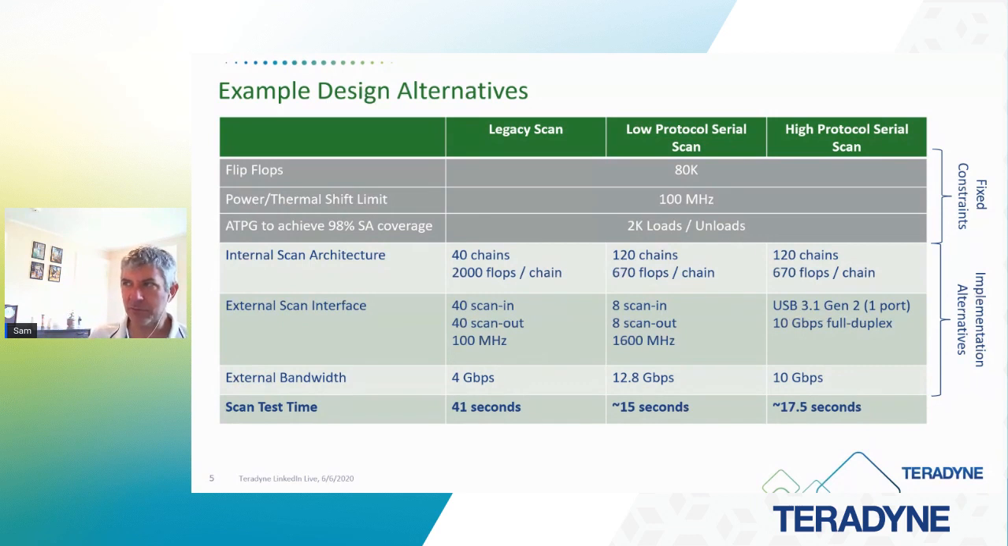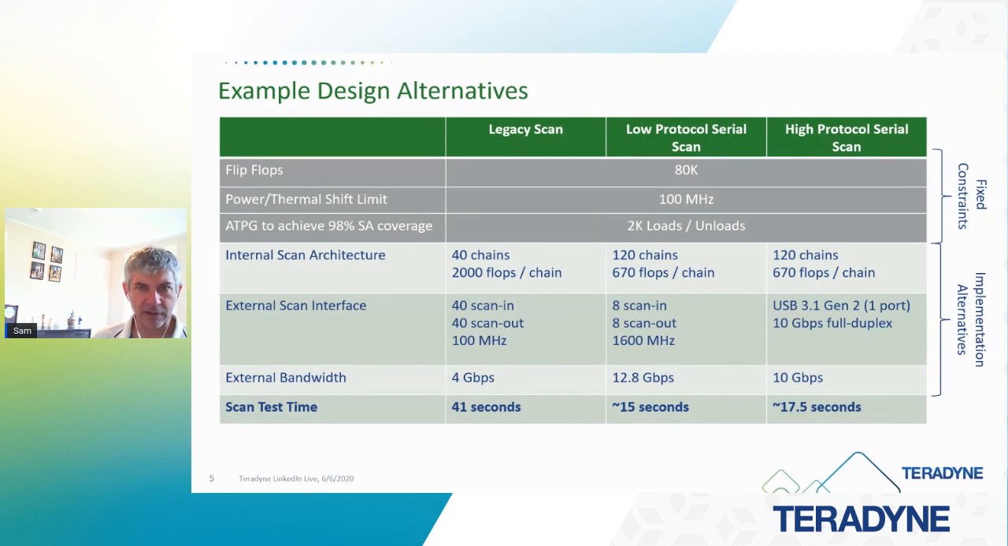As you go into the low protocol case, you might triple the number of internal scan chains. So you go from about 2,000 flops to 667, right? Externally, you may be using 8 pins here, 8 scan-ins, 8 scan-outs at a frequency which is 16 times as much. And so this gives you external bandwidth of 12.8 gigabits per second. And you're able to bring the shift time down by a third, and your test time not quite that much because of that overhead. So you get to about 15 seconds.